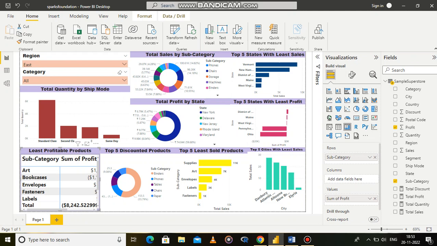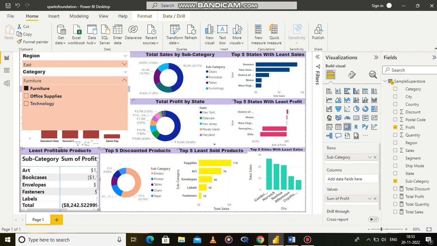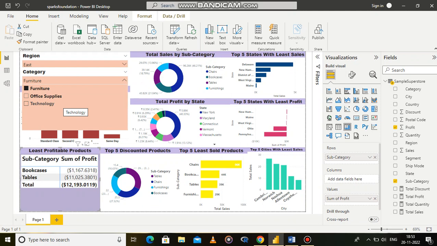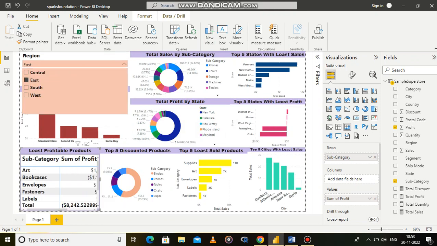We can also go by category if we want to see a specific category. Suppose we want to see furniture. Then it also changes, and we can have subcategories like bookcases, tables, and furnishings. So we can do this also. Let me clear all of this. This is actually giving a lot of insight into how our data is presented.